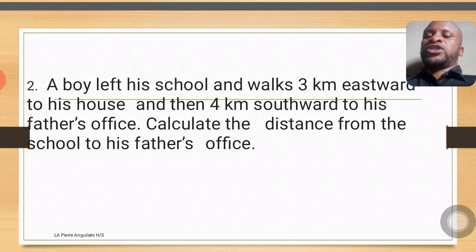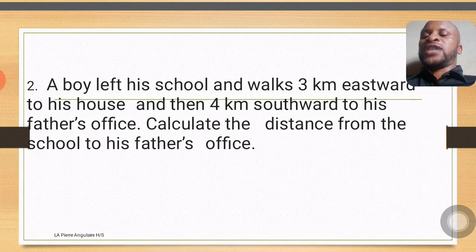3 points, 3 stationary points there. 1, the school. 2, the house. And 3, father's office. That is how to get it. First station there is the school. The second station there is the house. And the third station is the father's office. So these 3 points, 3 stations, form the apexes of the triangle, the edges of the triangle.